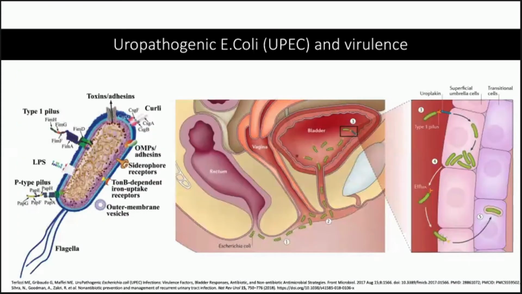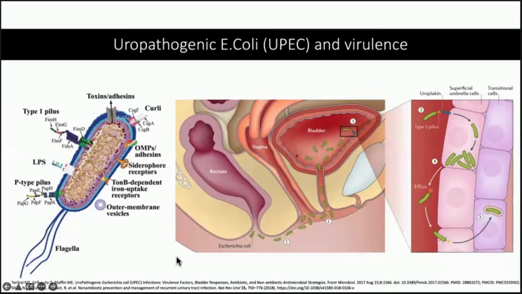So now I'm going to quickly go over the pathophysiology underlying UTIs. Uropathogenic E. coli is the most common cause of community-acquired UTIs, accounting for about 80 to 90% of UTIs in the community. Although, as we know, other pathogens like Klebsiella, Proteus, and Enterococcus are also fairly common.